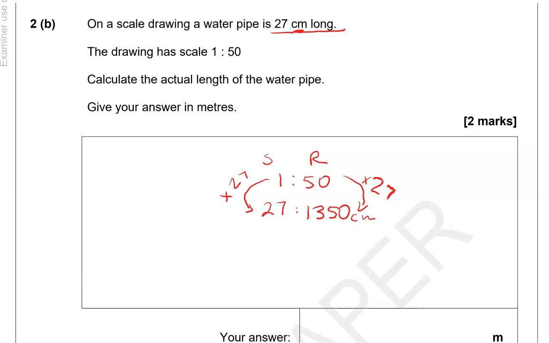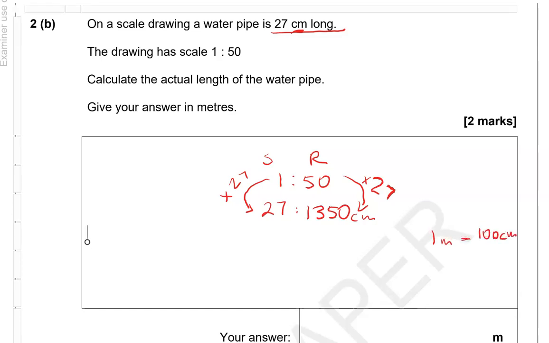So the thing to remember is that in 1 meter there are 100 centimeters. So what about 1350 centimeters? How many meters will that be equal to? So we're going to have to divide 1350 by 100 to give us 13.50, or just 13.5.